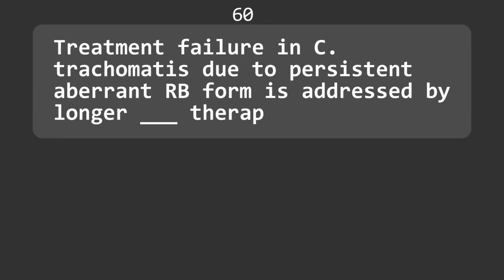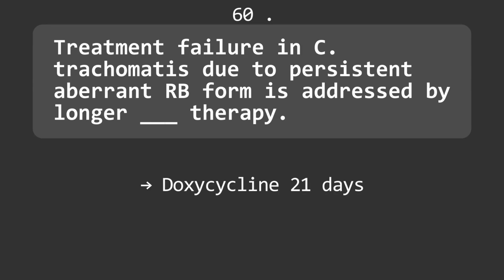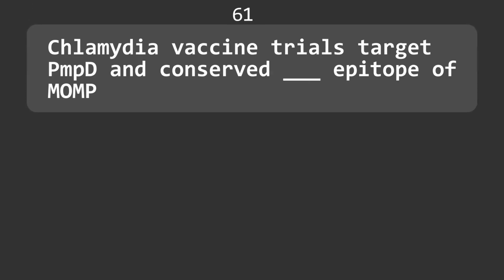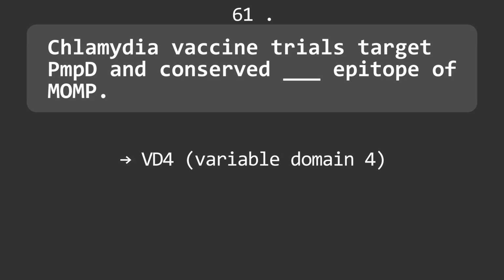Treatment failure in C. trachomatis due to persistent aberrant RB form is addressed by longer therapy, doxycycline 21 days. Chlamydia vaccine trials target PmpD and conserved epitope of MOMP, VD4, variable domain 4.